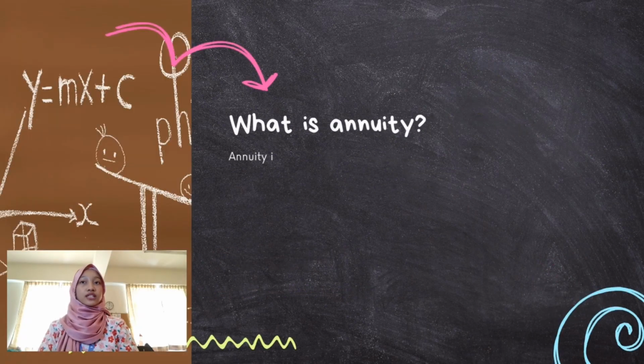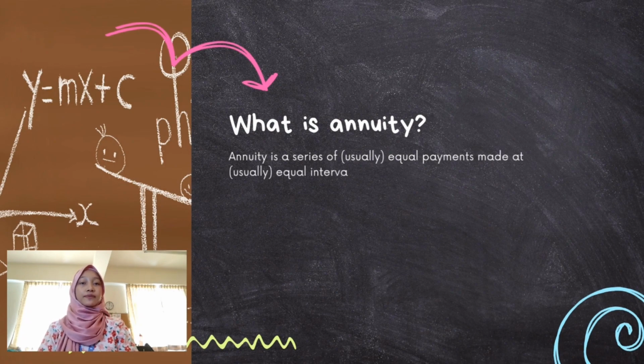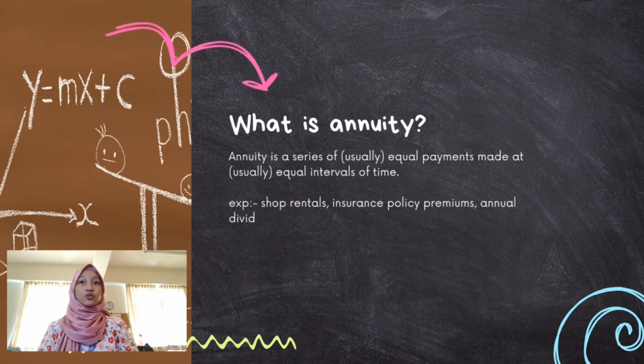Next, what is annuity? Annuity is a series of usually equal payments made at usually equal intervals of time. Examples of annuity are shop rentals, insurance policy premiums, annual dividends received, and installment payments.